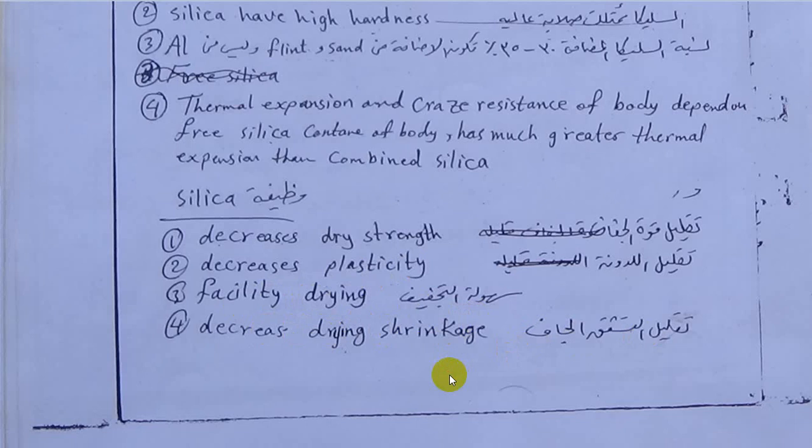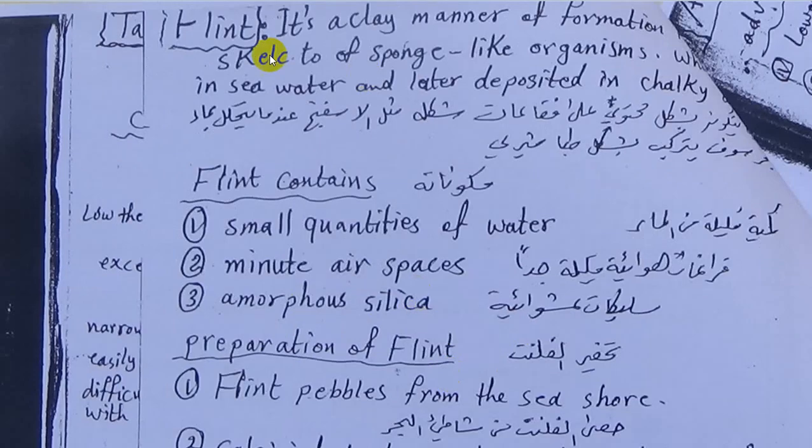Four characteristics customize the function of silica, as we have already visualized here. We are visualizing the function of silica. We're just going to move right on to the flint.